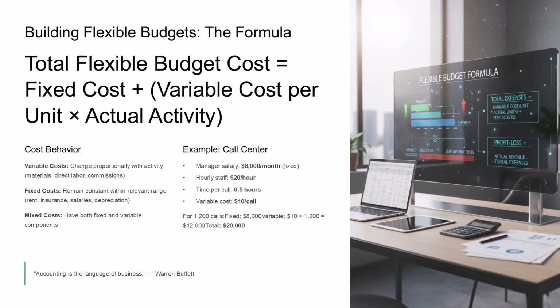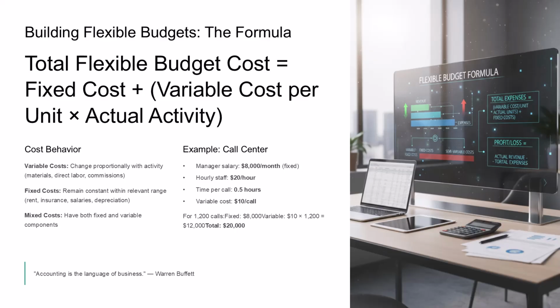For a totally variable cost, the fixed component is 0. For a totally fixed cost, the variable component is 0. For a mixed cost, you have both components. Let's apply this. Imagine a tech support call center. They have a manager salary of $8,000 per month. That's fixed. They have hourly staff paid $20 per hour, and they expect each call to take 0.5 hours, so variable cost per call is $10.